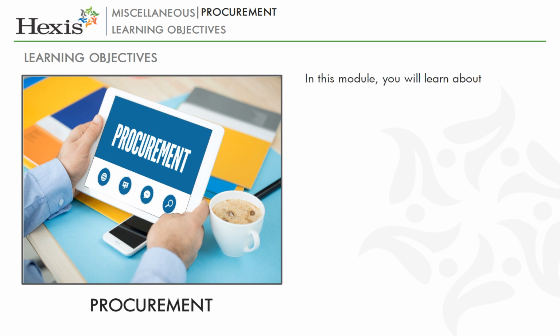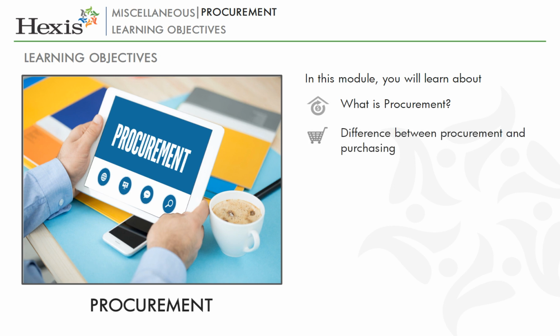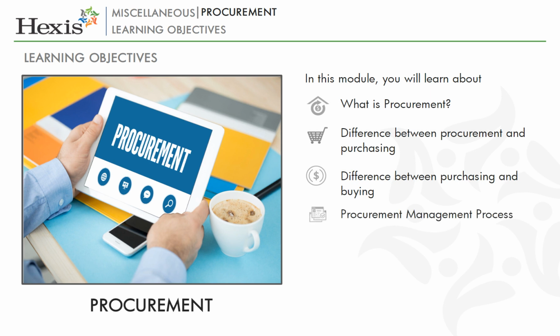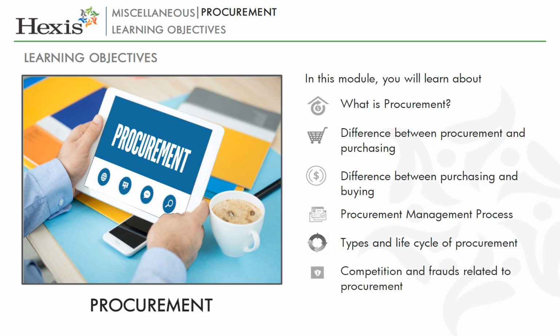By the end of this module, you will be able to describe what is procurement, explain the difference between procurement and purchasing, discuss the difference between purchasing and buying, understand procurement management process, classify the types of procurement and discuss the procurement life cycle. Explain the competition and frauds related to procurement.